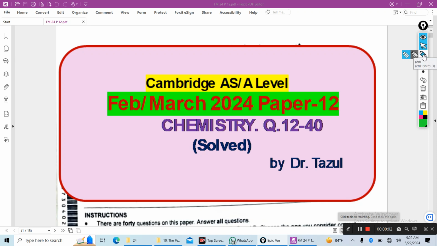Hello students, today I am going to discuss Cambridge A-level chemistry February March 2024 paper 12, question 12 to 40. February March 2024 paper 12, question number 12 to 40.